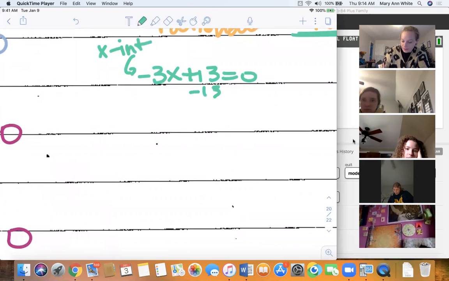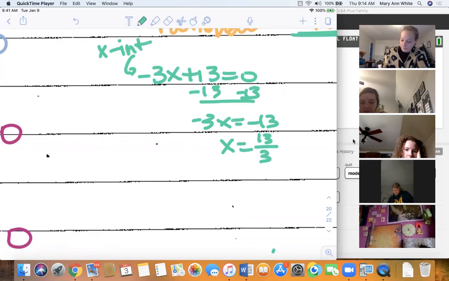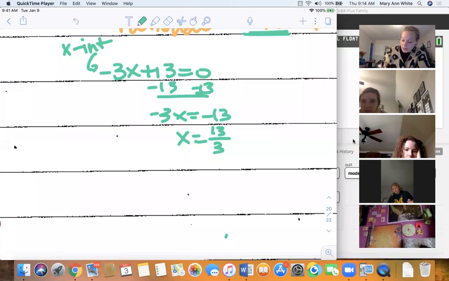Minus 13 from both sides. I get -3x = -13, divided by negative 3. I get 13 over 3. If you don't like it as a fraction, we can make it approximately a decimal. I think it's about 4.3. Let's see.